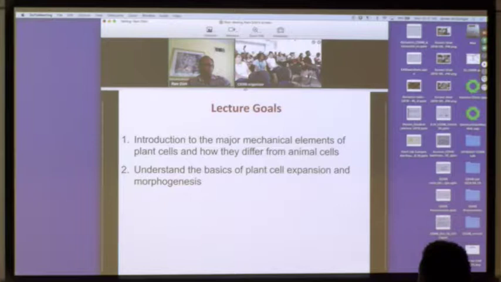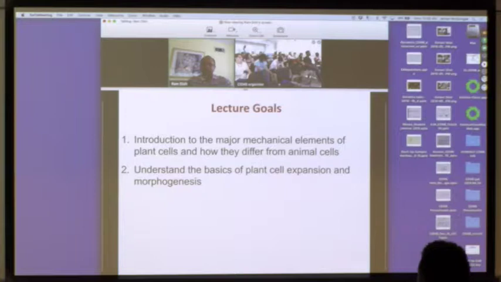And since the center is focused on growth and processes taking place during interphase as opposed to cell division, I'm going to present this lecture and the information from the lens of cell growth or expansion and morphogenesis. So how do cells grow or expand, and how do they acquire shape? That's going to be the central framework within which I'll talk about the plant mechanical elements.